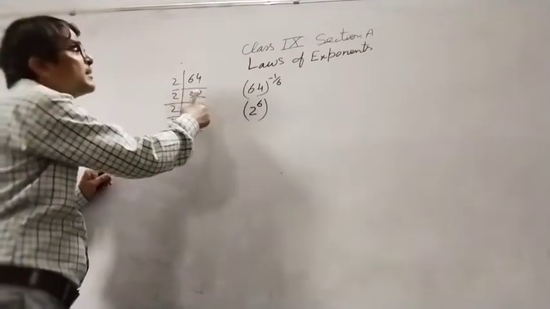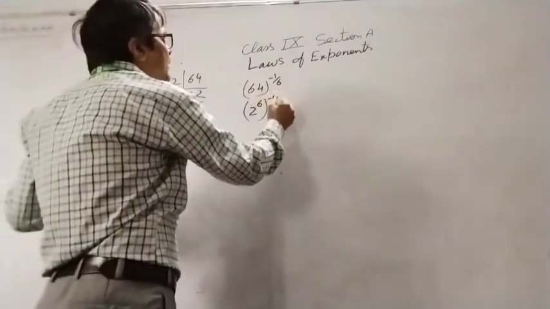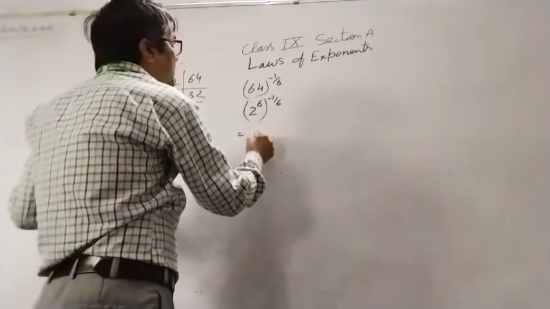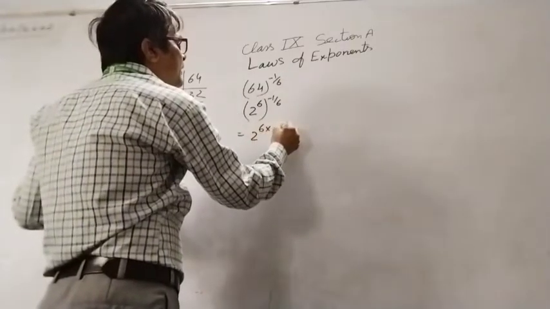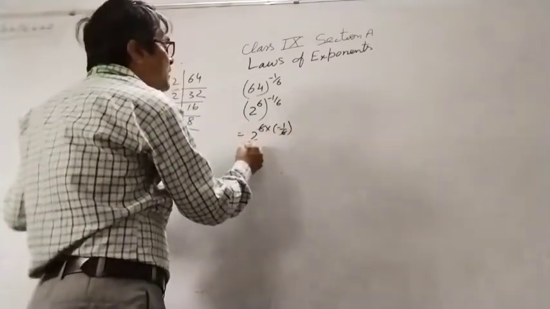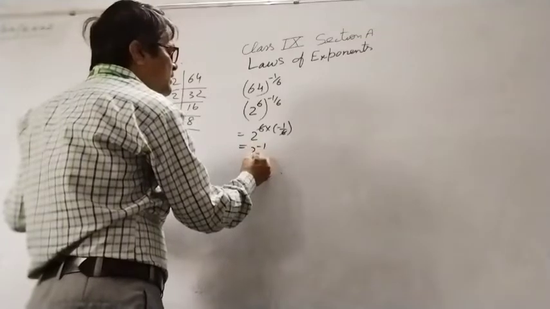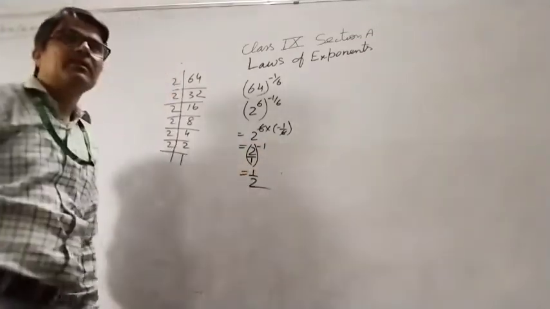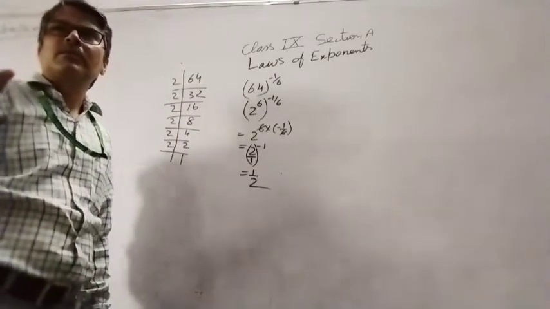2 power 6. Power upon power, it will be multiplied. You have to use a bracket. 6 cancels by 6. 2 power minus 1. 2 means 2 by 1. Power minus 1 is equal to 1 upon 2. Any doubt? No, sir.